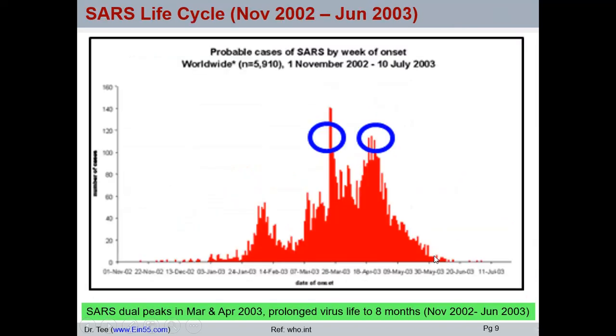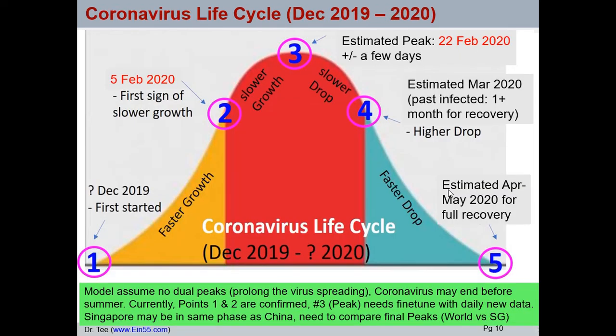Okay, at the same time, this second peak in fact prolonged the SARS virus for another 1 month plus before it eventually ended before the summertime. Usually summer is warmer, so it's more difficult for the virus to survive. But based on the current case, the coronavirus may end actually earlier than SARS, although it spread faster and had more cases. Okay, this is just a model of the possible life cycle of the coronavirus.